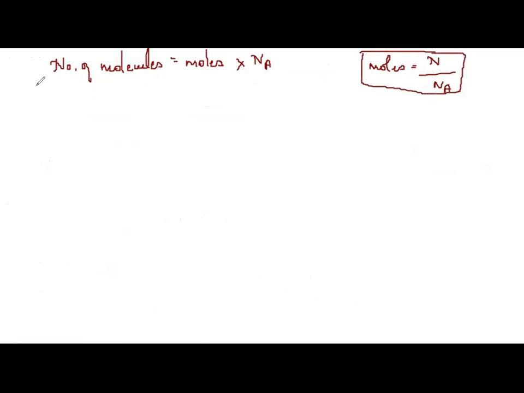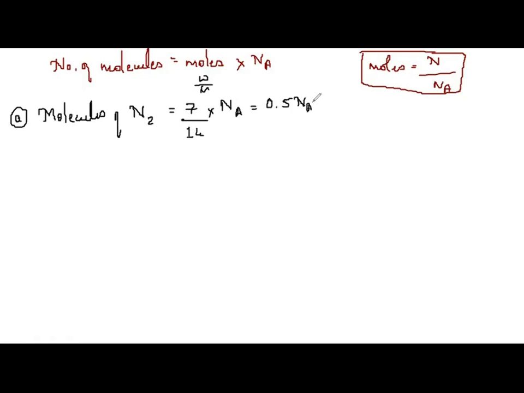So let us take option A. 7 grams of N2. So molecules of N2. They have given grams, so moles have to be calculated as given mass upon molar mass. So given mass is 7, divided by N2, which is 14. All of them are at the molecular level. So it is 7 grams of N2, so it is 7 upon 14 into Avogadro number, which comes out to be 0.5 Avogadro number.